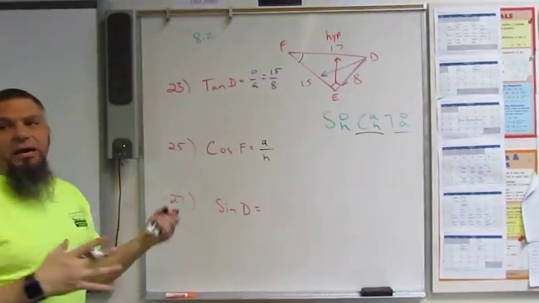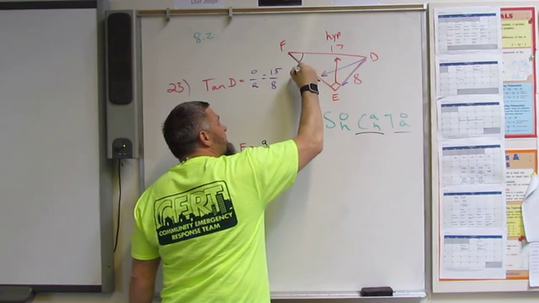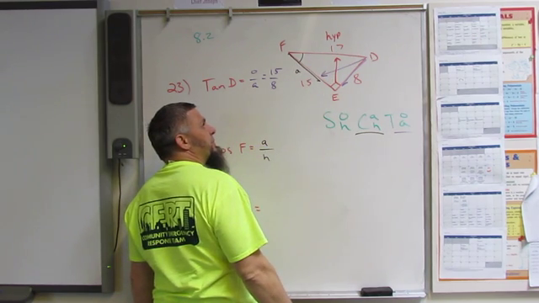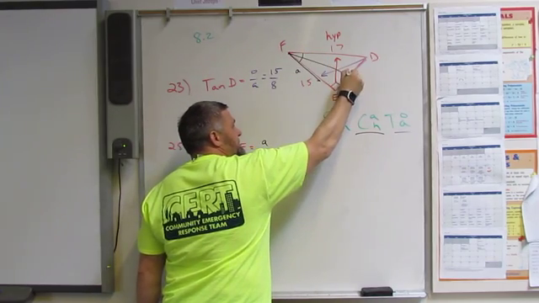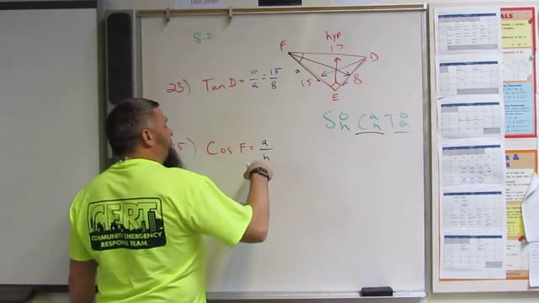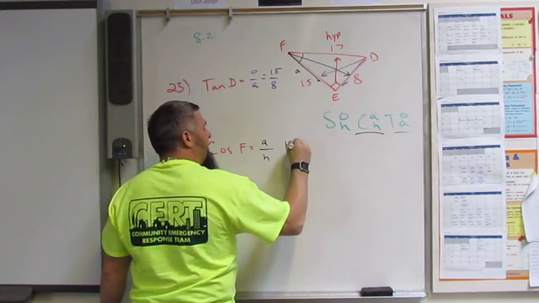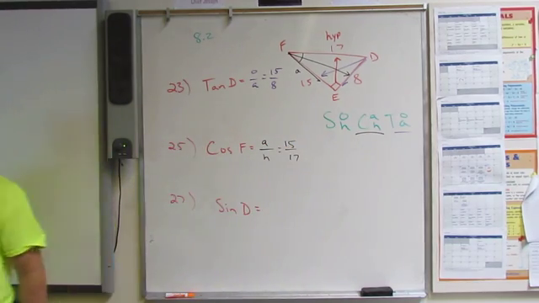So don't get tricked. It's always the hypotenuse. So for the black, your adjacent now is this. But your opposite is 8. So adjacent is 15 and hypotenuse is 17. Okay? For the F. See how it depends on the angle that you're looking from. But it's still Soh Cah Toa. It's just Soh Cah Toa.